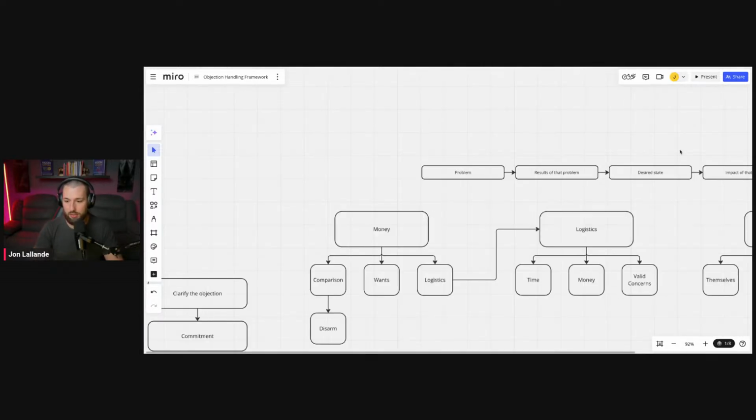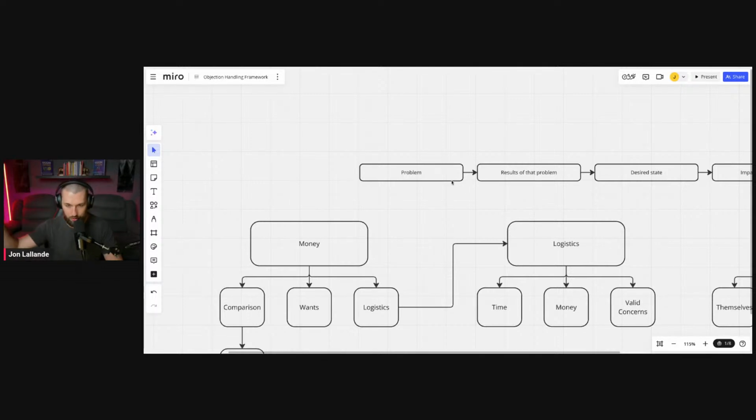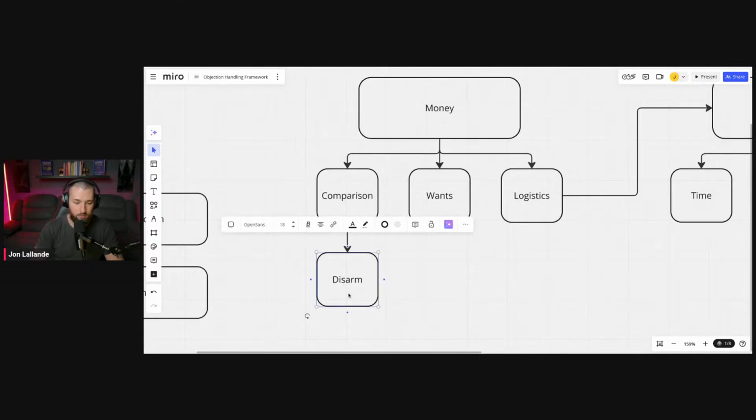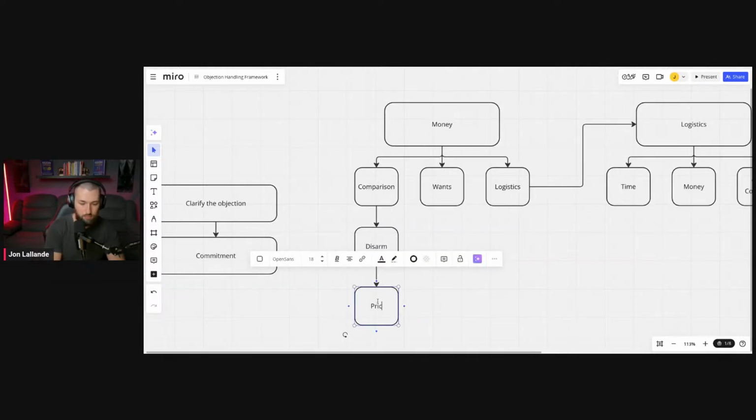And that's why at the beginning of this, I told you we need to get the problem, the results of the problem, the desired state, and the impact of that desired state. So what I'm going to do is say something like this. So price aside, we can work on that. And then we're going to ask, are you 100% committed to, and then we're going to repeat back the problem they want to solve.